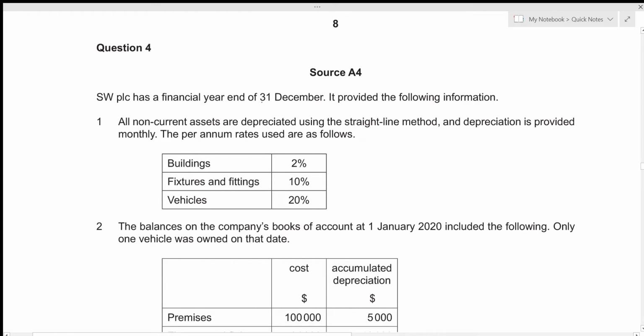SWPLC has a financial year end of 31st December. It provided the following information. The first one is that all non-current assets are depreciated using the straight line method, which means that under this method, we apply the rate of depreciation to the original cost, and depreciation is provided monthly. The per annum rates used are as follows: for buildings, 2%, for fixtures and fittings, 10%, and for vehicles, 20%.